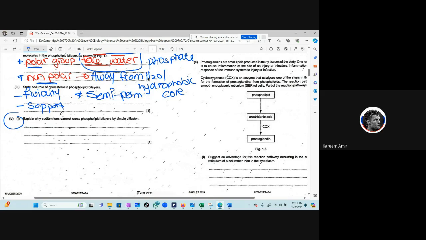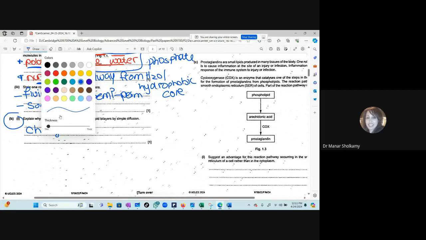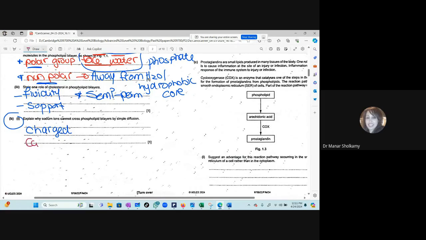The molecules are too big. No, charged. They can't pass. No, they're not too big. Yes, they are charged. They are charged and can't pass the hydrophobic core of the phospholipid bilayer. Of course, they are charged or they are polar. They cannot cross. Let me change color. I'll write it down because I'll send it to you solved, okay? They cannot cross the hydrophobic core.